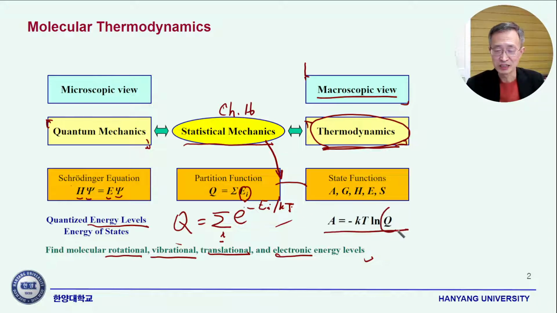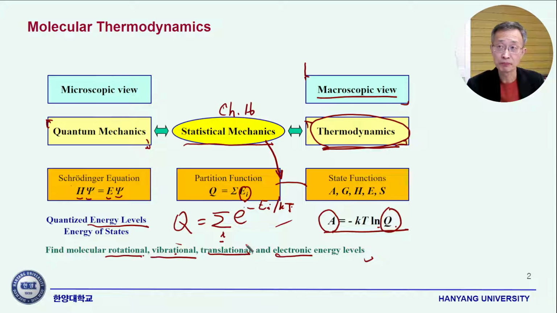Then from the partition function, statistical mechanics clearly shows how it works. Given the partition function Q, the natural log of Q times minus kT gives A, the Helmholtz free energy, which is a thermodynamic state function. Given the state function in its natural variables, you can obtain all other state functions. That's what we learned from thermodynamics.